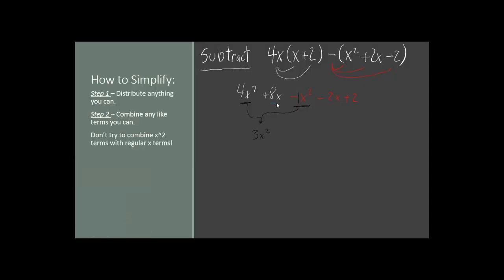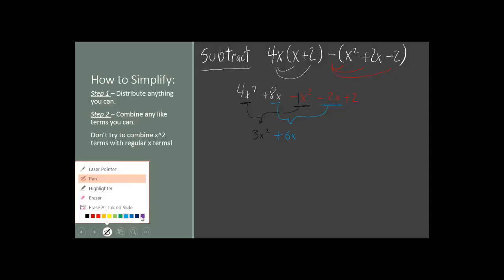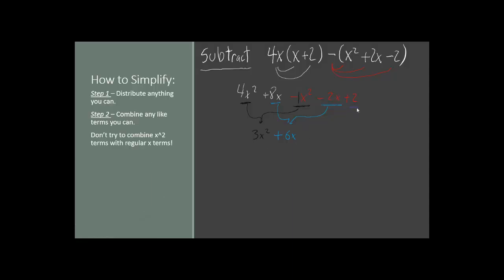Now we'll look to our next term, 8x. Well, we do have an x term right here. We have 8x minus 2x. We can combine those into a single term. And 8 minus 2 is positive 6x. And then we have our one remaining term, the plus 2. We have nothing to combine that with, so we just have 3x squared plus 6x plus 2.